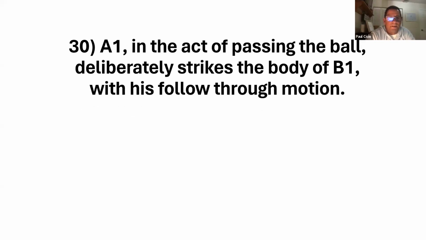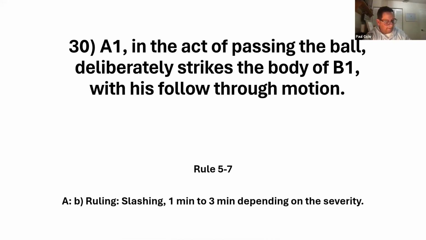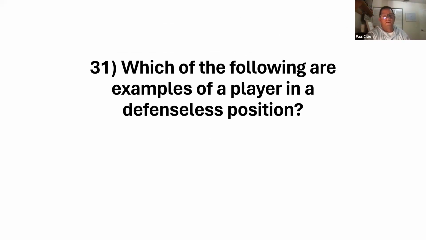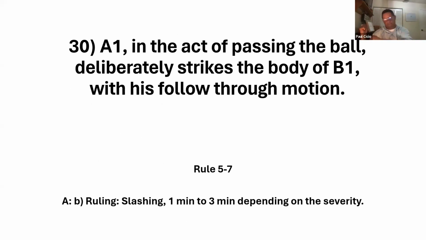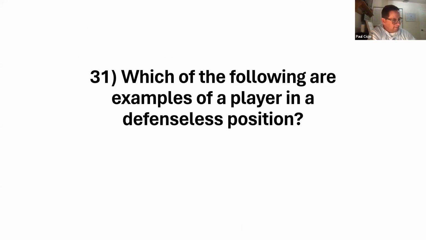It's kind of stupid. A1, in the act of passing the ball, deliberately strikes the body of B1 with this follow through motion. Okay, that's a slash, 1 to 3 minutes depending on the severity. Now on a shot, you can't have a slash. So if I shoot the ball and I slash someone, on a shot that's not a slash, but on an act of passing, it could be. FYI.